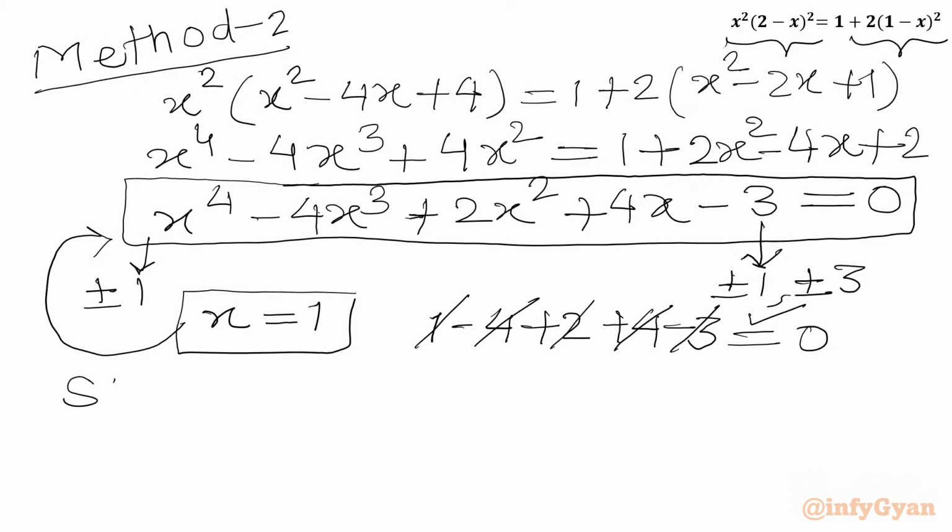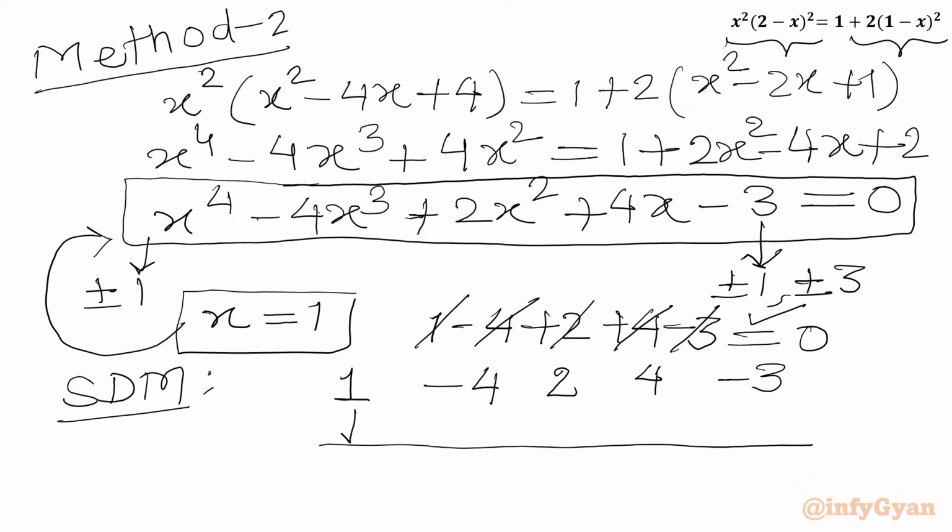So we can use here synthetic division method. In this method we used to write all the coefficients of quartic equation. Coefficient of x power 4 is 1, coefficient of x cube minus 4, coefficient of x squared 2, coefficient of x 4, constant minus 3. We'll put one line over there. Leading coefficient 1 would be unchanged. Now we have to multiply the leading coefficient and the base solution. And we'll multiply 1 times 1, we have to write here.